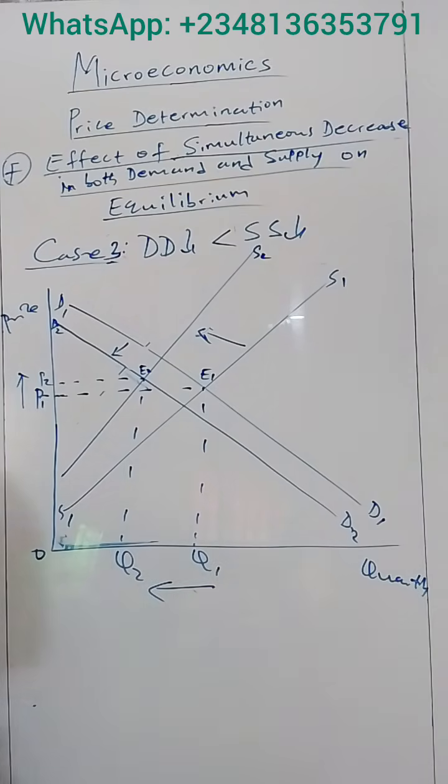So summarily, when there's a simultaneous decrease in both demand and supply, such that the decrease in demand is less than the decrease in supply, it will bring about an increase in the equilibrium price and a decrease in the equilibrium quantity.